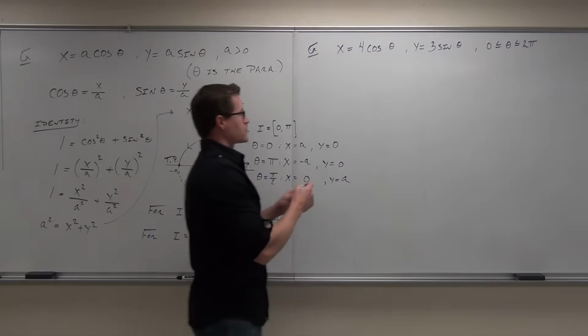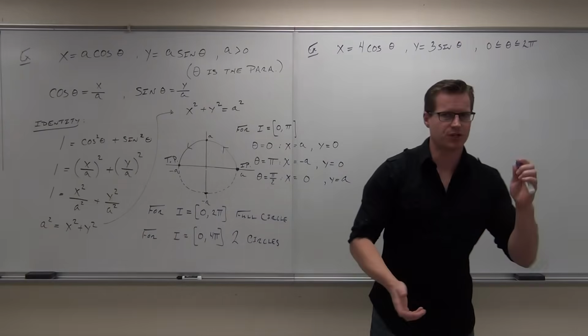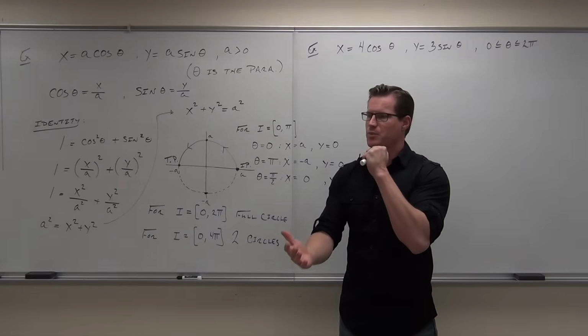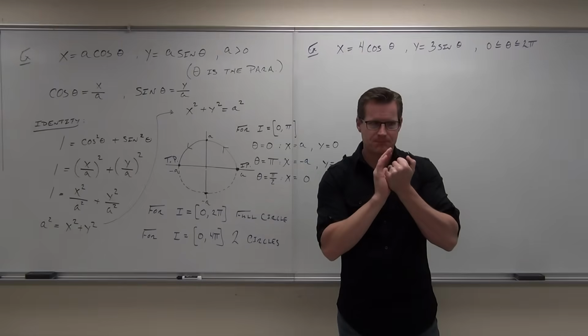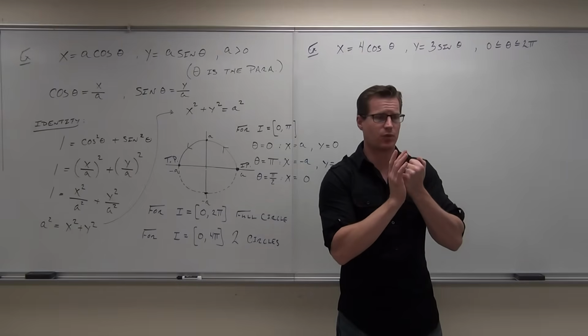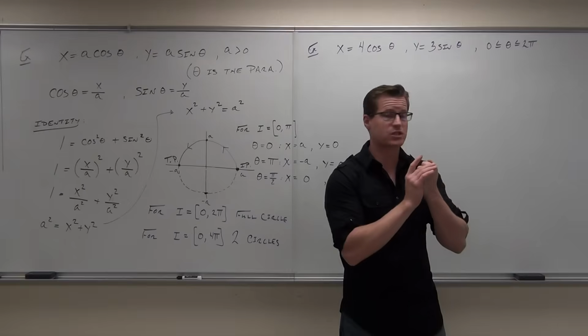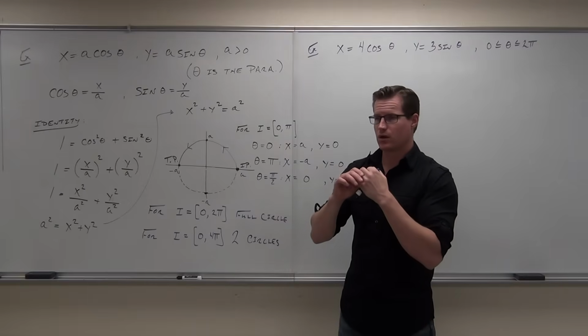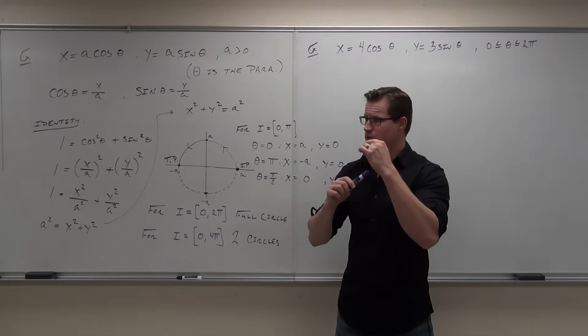Okay, true or false? This is a parametric equation. True. Then you have to tell me what the parameter is. Not the interval, the parameter. Theta. What's the parametric interval? Theta is traveling between 0 and pi.